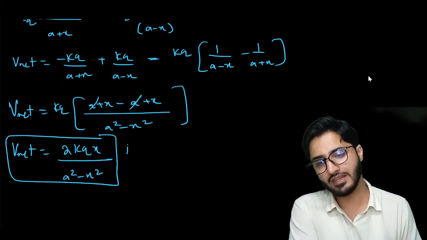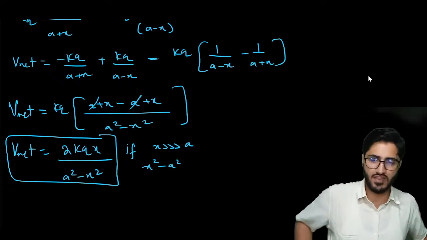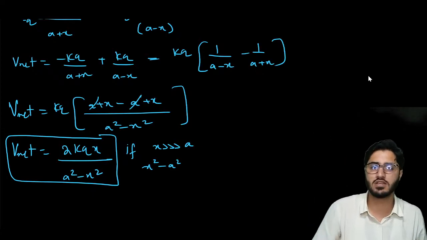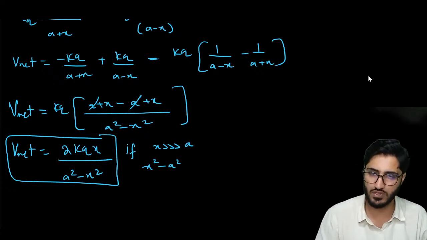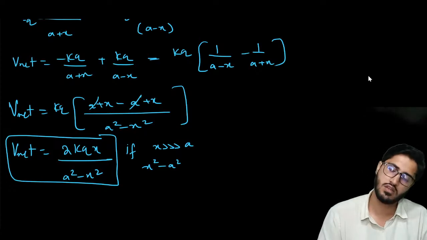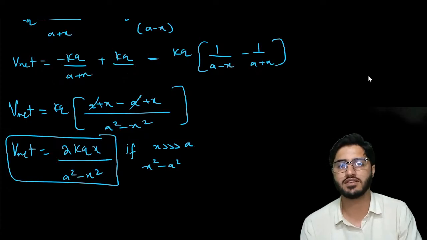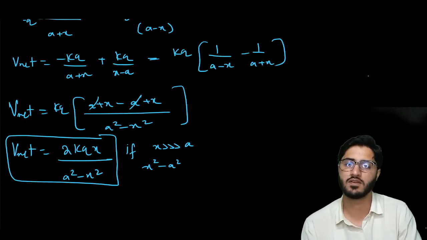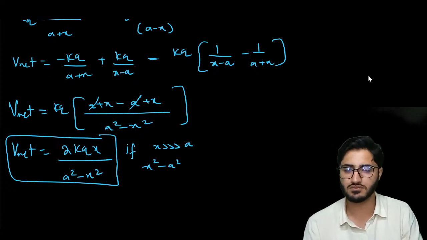Assumption: if x is more than a, so x square minus a square. Is it a square minus x square or x square minus a square? One second, I need to figure it out now. A square minus x square, a plus x. So I will write here, no, it would be x minus a. Now this is wrong here. It should be x minus a. So here what we have. One second.